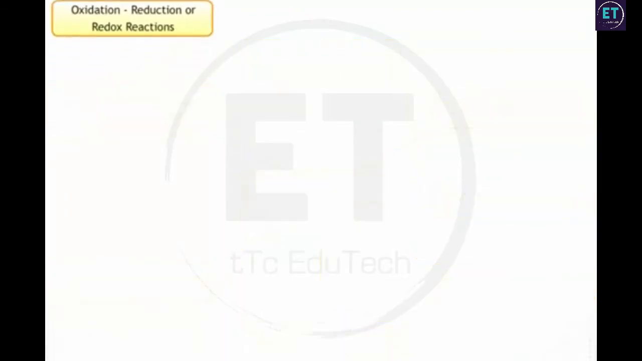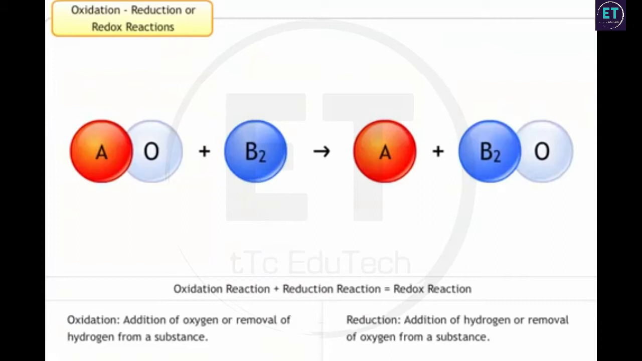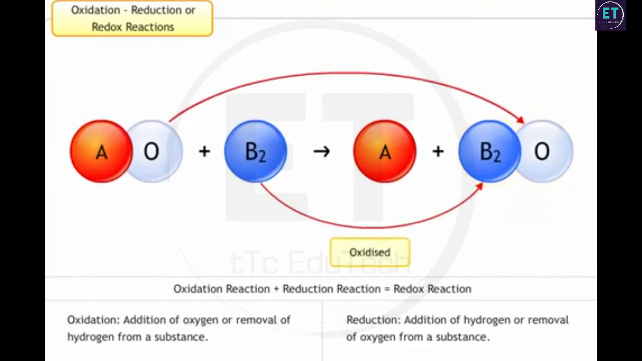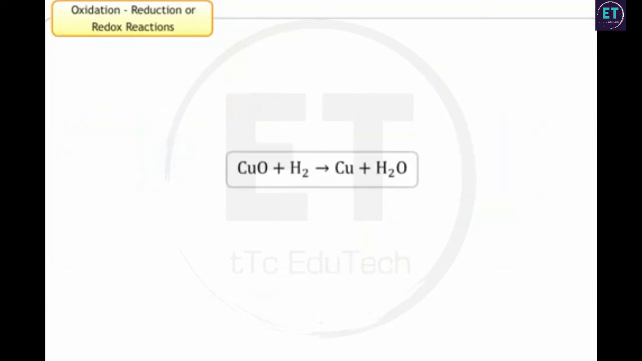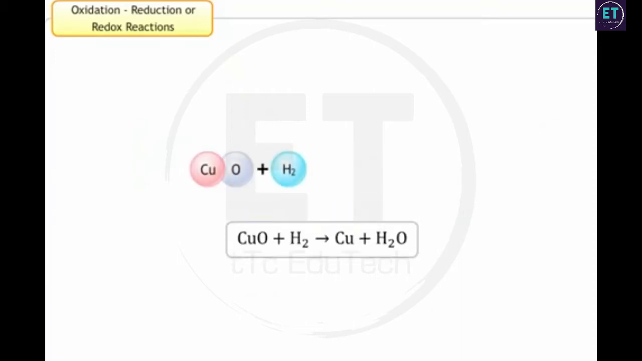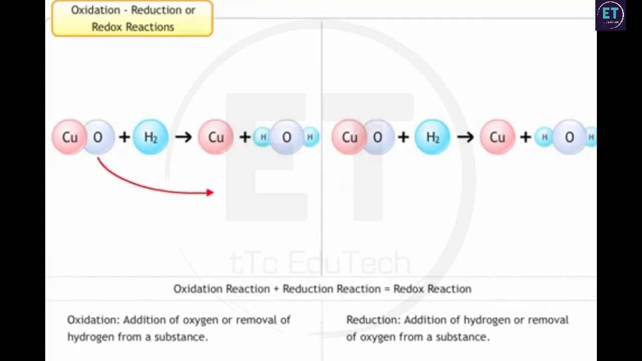Oxidation and reduction reactions occurring together are known as redox reactions. In a redox reaction, a substance that gains oxygen is said to have been oxidized, and the one that loses oxygen is said to have been reduced. Let's use an example to explain redox reaction. Copper oxide on heating with hydrogen forms copper metal and water. In this reaction, the oxygen is removed from copper oxide. Here, copper oxide is reduced to copper.